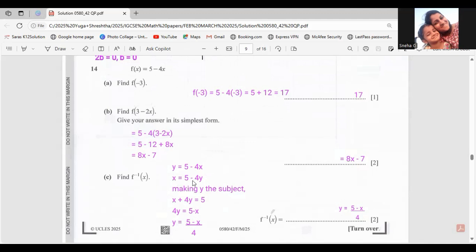After you swap x and y, you have to make y the subject of the formula. You take the 4y term to the other side. x plus 4y is equal to 5. 4y is equal to 5 minus x. y is equal to (5 minus x) divided by 4. So this is the inverse of the function 5 minus 4x.